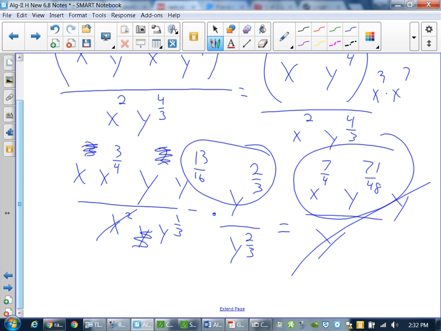Wait, I thought you just did it. No. What's x to the 3rd times x to the 7th? It's x to the 10th because you add them. Same thing. It's just a fraction.